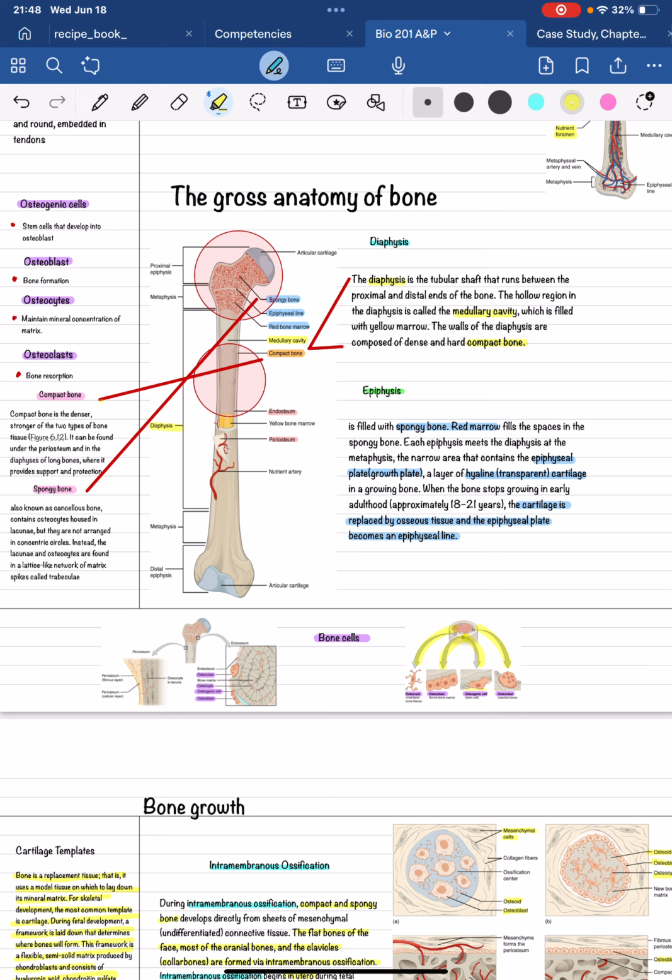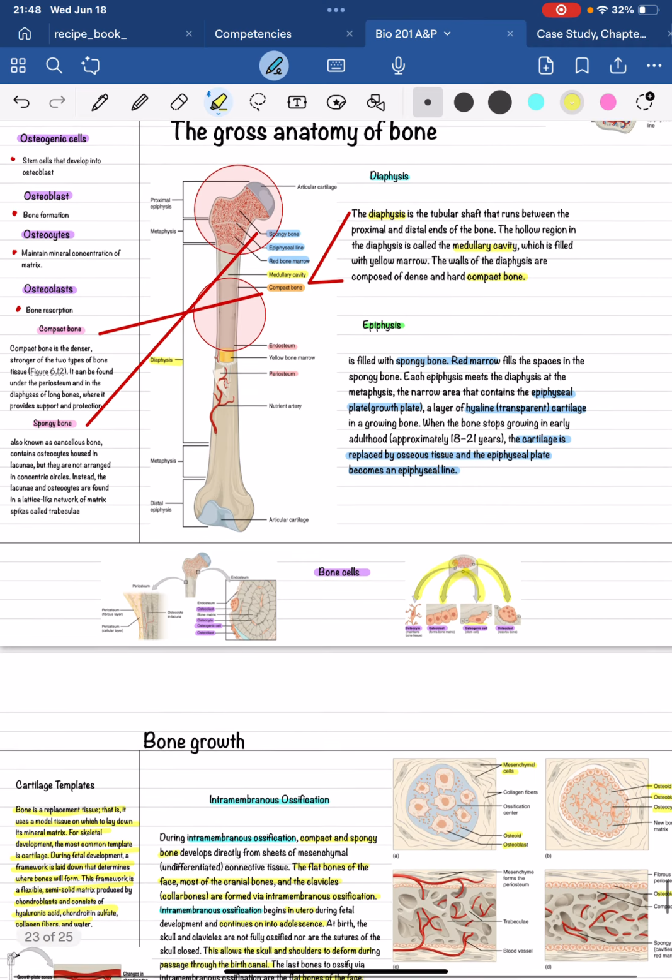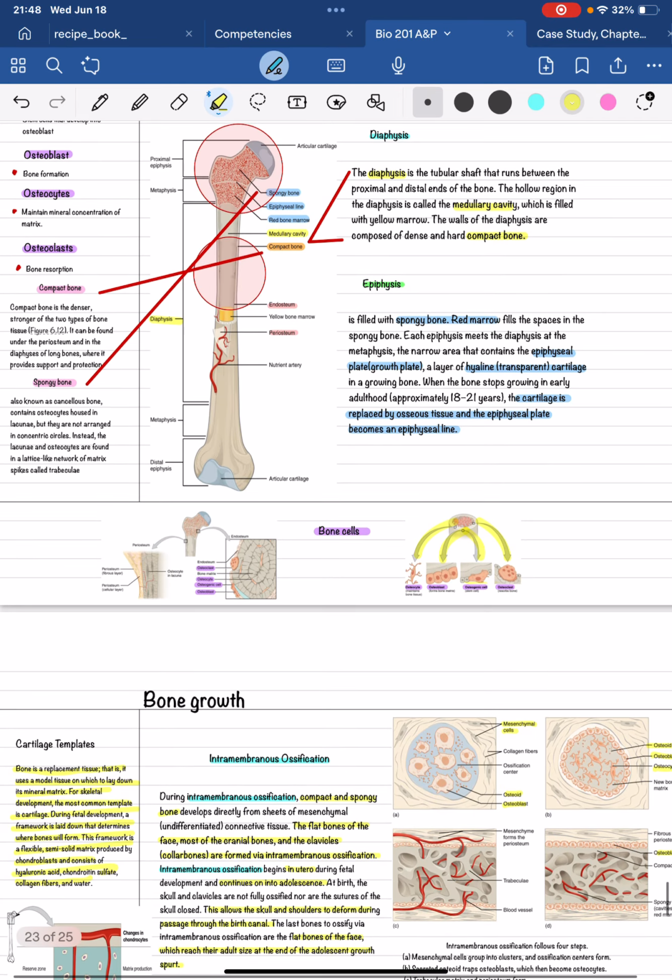Two types of bones are your compact bone. This is the denser, stronger of the two bone tissues. Spongy bone is also known as cancellous bone, containing osteocytes housed in lacunae.